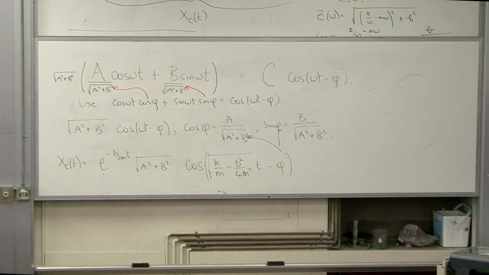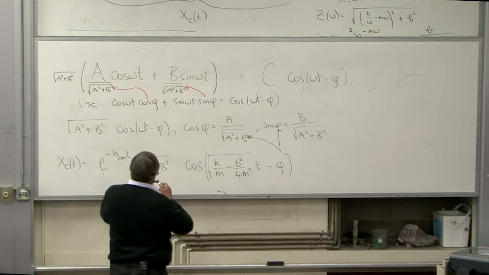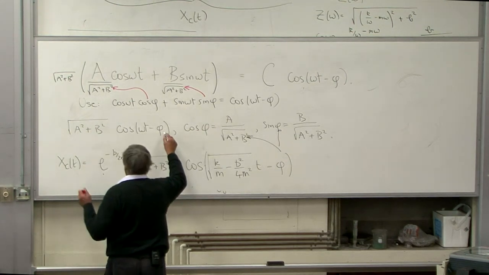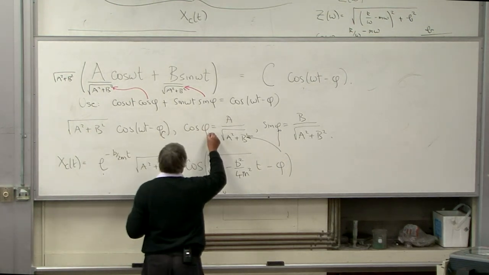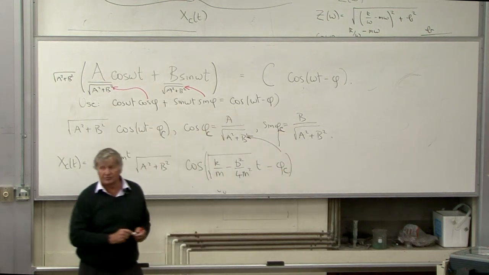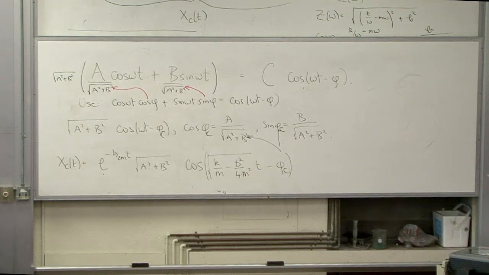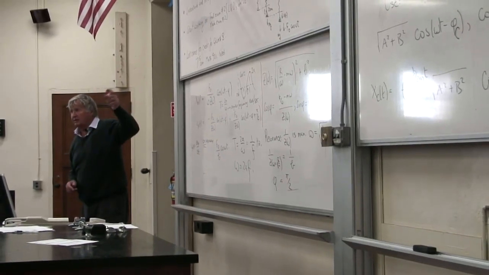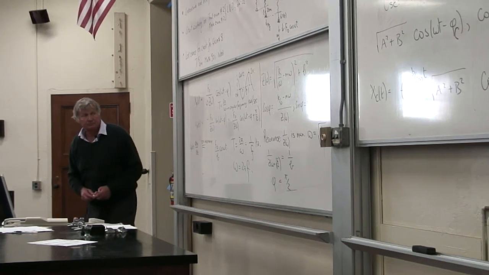Yes? No, it'll be, yes, thank you very much. It'll be not the same phi as up there, so thank you. So we will actually put a subscript C on it, because it's not the same cosine and sine that appeared in the surviving solution.